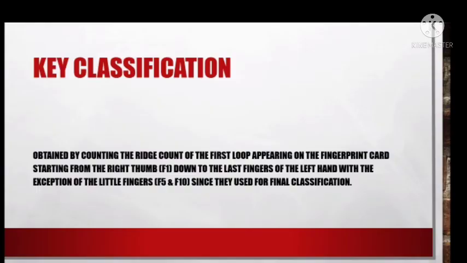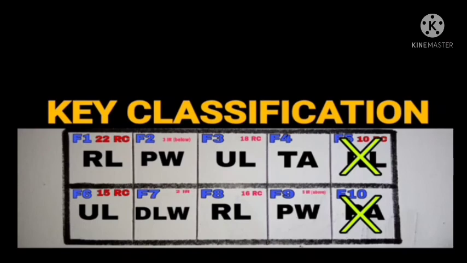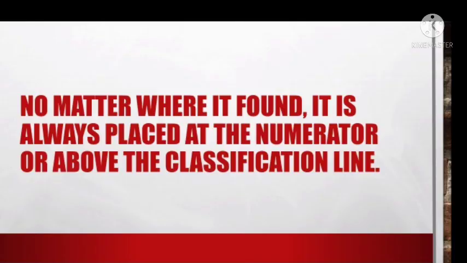Key classification is obtained by counting the ridge count of the first loop appearing on the fingerprint card, starting from the right thumb or finger 1 down to the last finger of the left hand, with the exception of the little fingers, finger 5 and finger 10, since they are used for final classification. No matter where it is found, it is always placed at the numerator, or above the classification line.